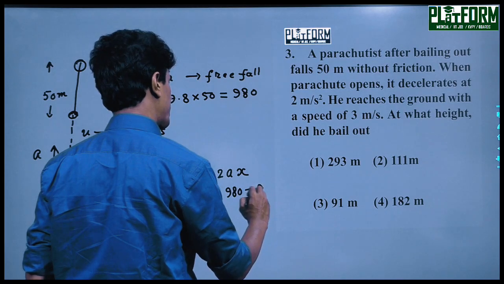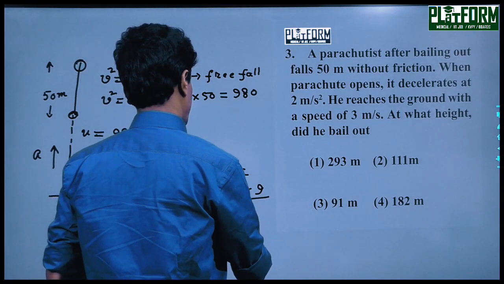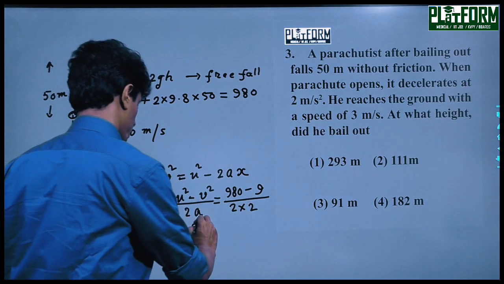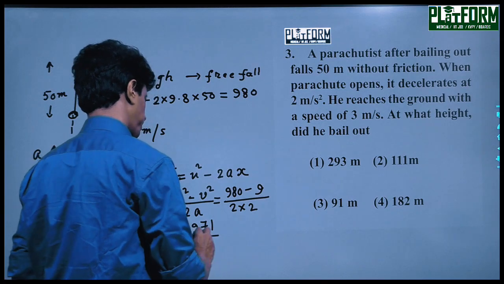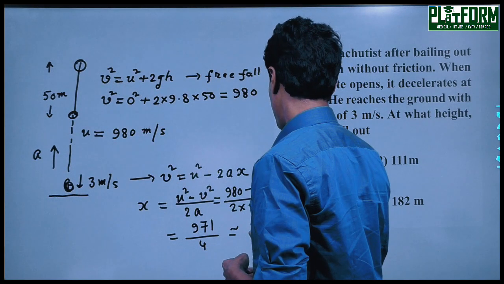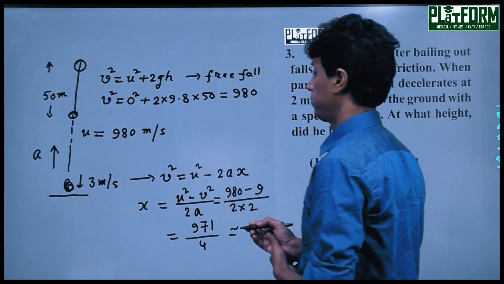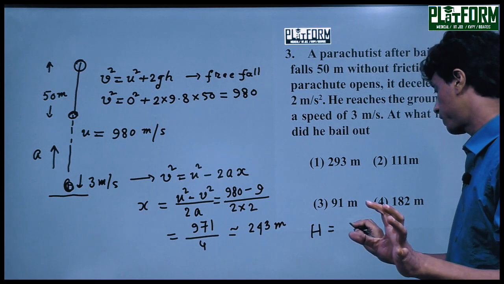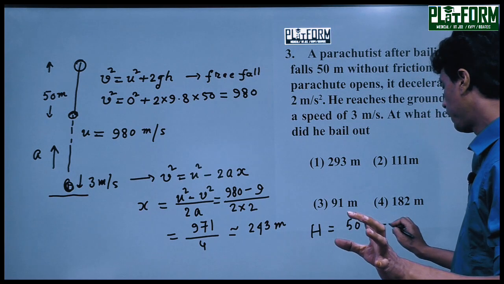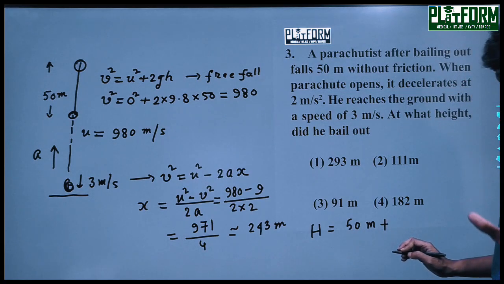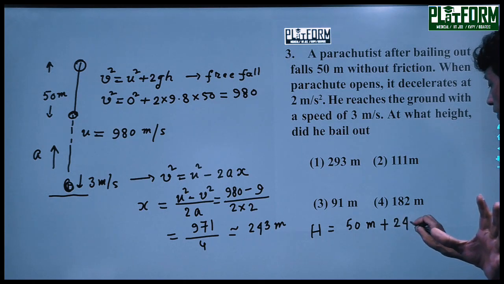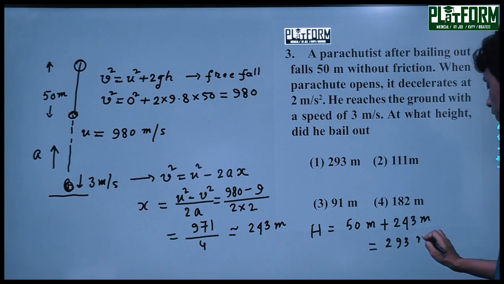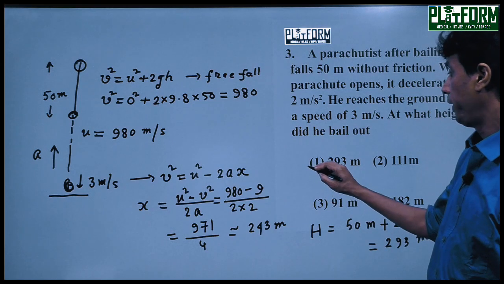It is 980 minus 9 by 2 into 2, so therefore it is 971 by 4, and it is approximately 243 meter. So the total height covered before reaching the ground: 50 meter free fall, and the distance covered under retardation is 243 meter. The total height is 293 meter. The correct option here is 1.